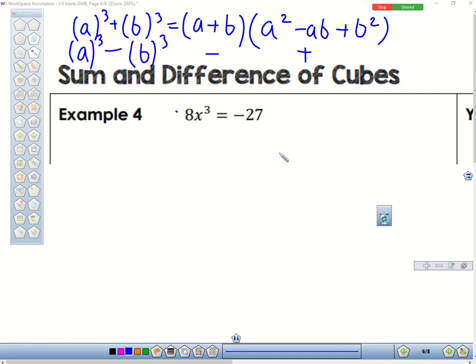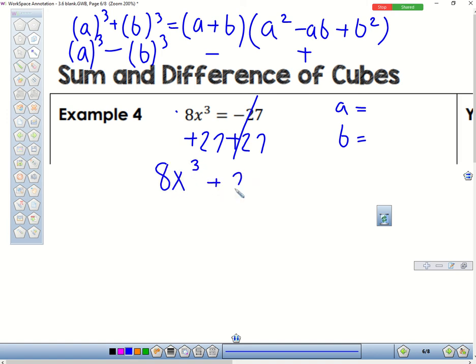So, first thing you have to do is identify an A and identify B. So I'm going to show you how to do this. You have to make sure everything is on one side of your equation. So I'm going to add the 27 to both sides. And that gives me 8x to the third plus 27 equals 0.